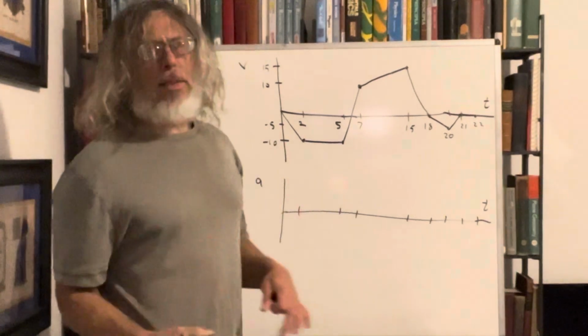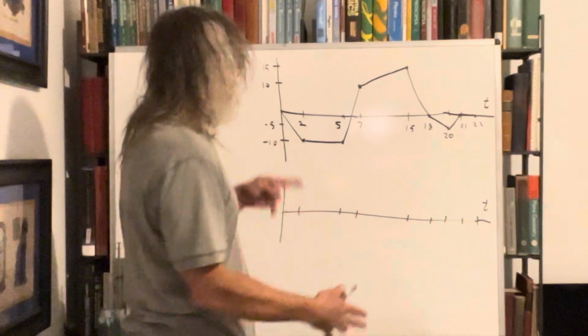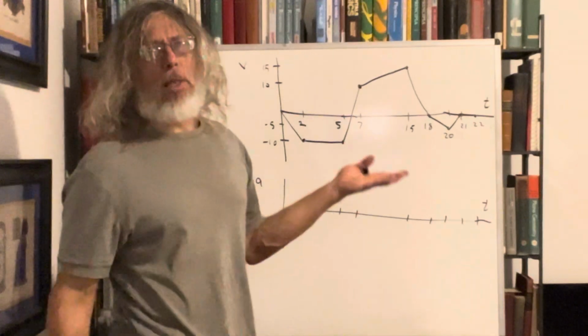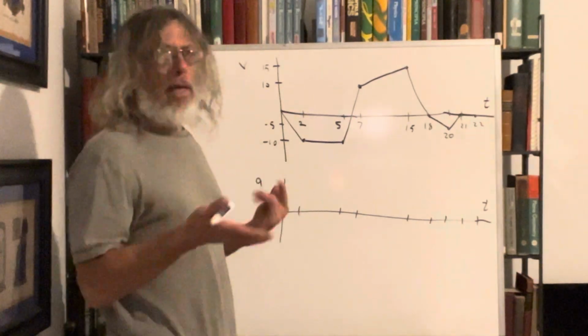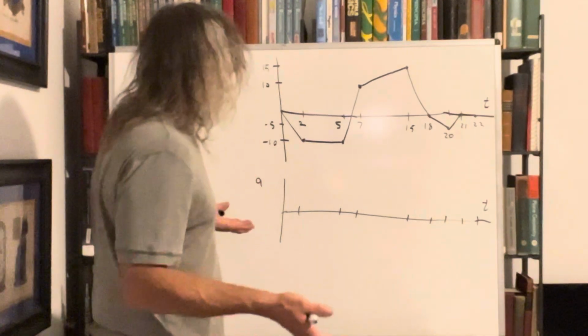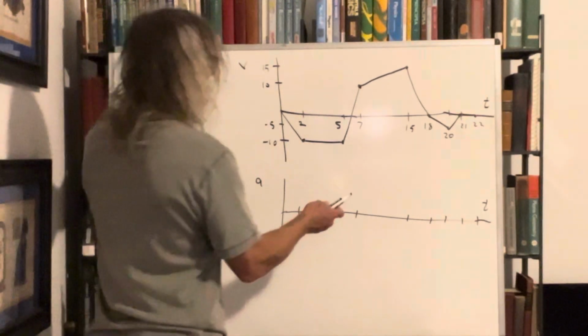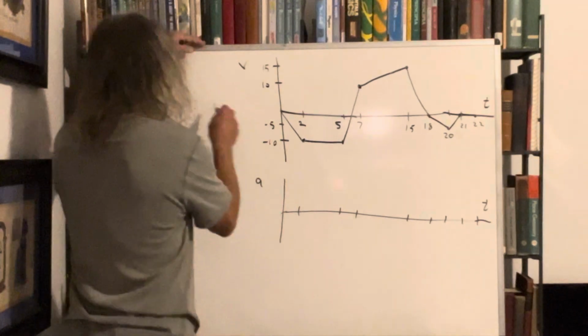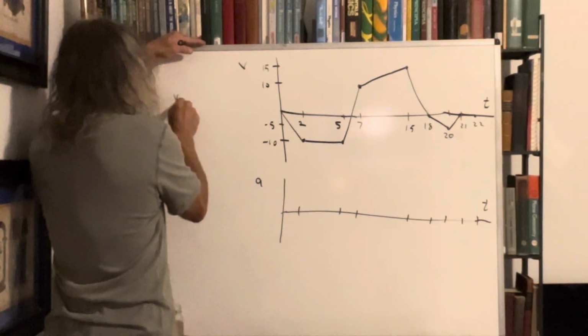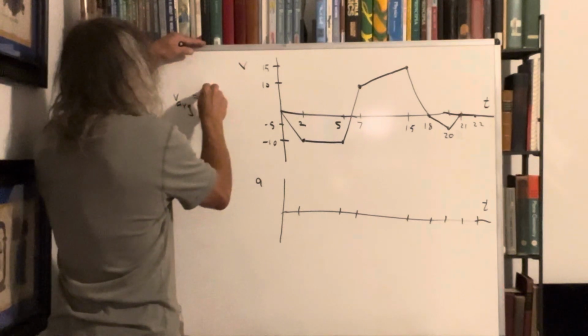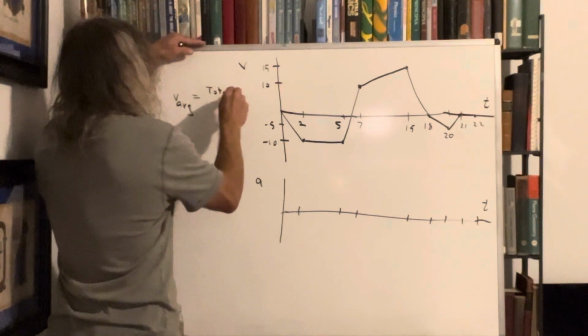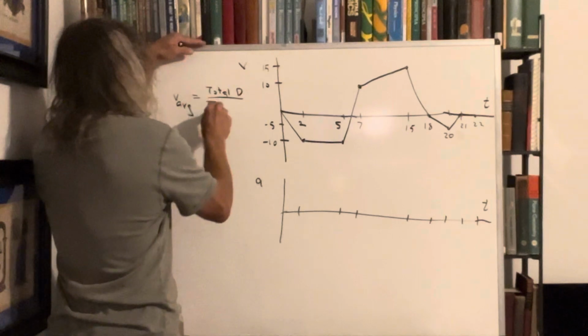So 0 to 15 seconds. The average velocity is the velocity it would go at in 15 seconds and end up in the same place. How fast could it go in 15 seconds and end up in the same place? That's the average velocity. So we do total distance and total time.